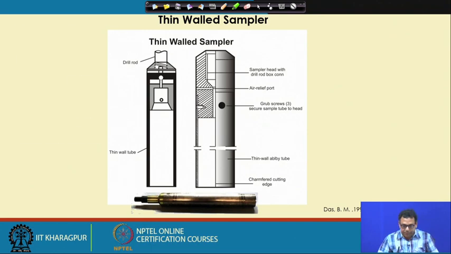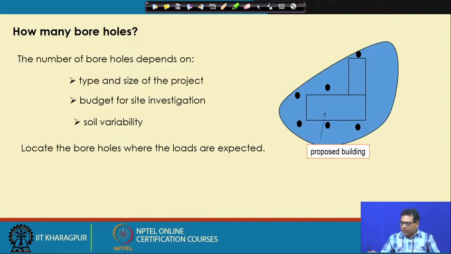The next thing I will discuss is how many boreholes we will decide for a particular proposed building or particular site. The number of boreholes depends upon the type and size of the project, the budget of the site investigation, and the soil variability.